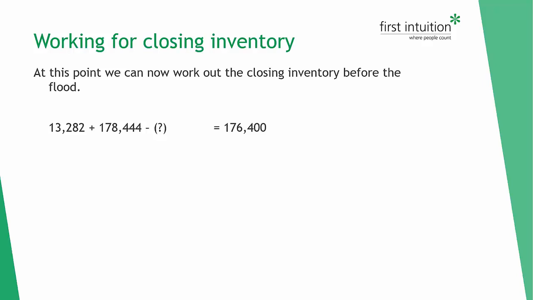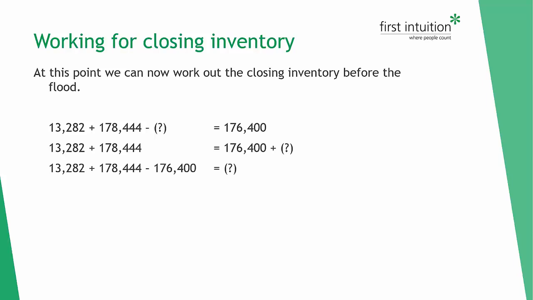And we're back to school now for equations. That means that if we add the mystery figure to both sides, 13,282 plus 178,444 equals 176,400 plus the mystery figure. If we now take 176,400 from both sides, we know that 13,282 plus 178,444 minus 176,400 equals the mystery figure, and therefore the mystery figure is 15,326.